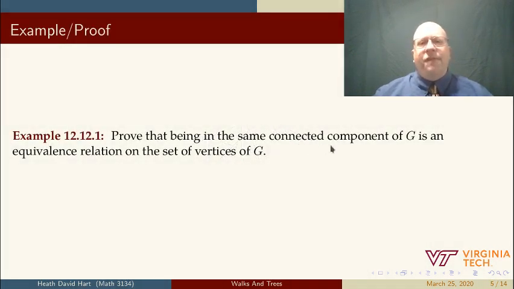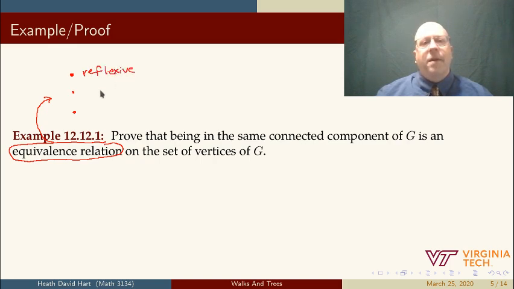Prove that being in the same connected component is an equivalence relation on a set of vertices. This is a term that you should have seen back in discrete math. An equivalence relation has to obey three properties. It has to be reflexive, has to be symmetric, and it has to be transitive. So we have to prove all three things.